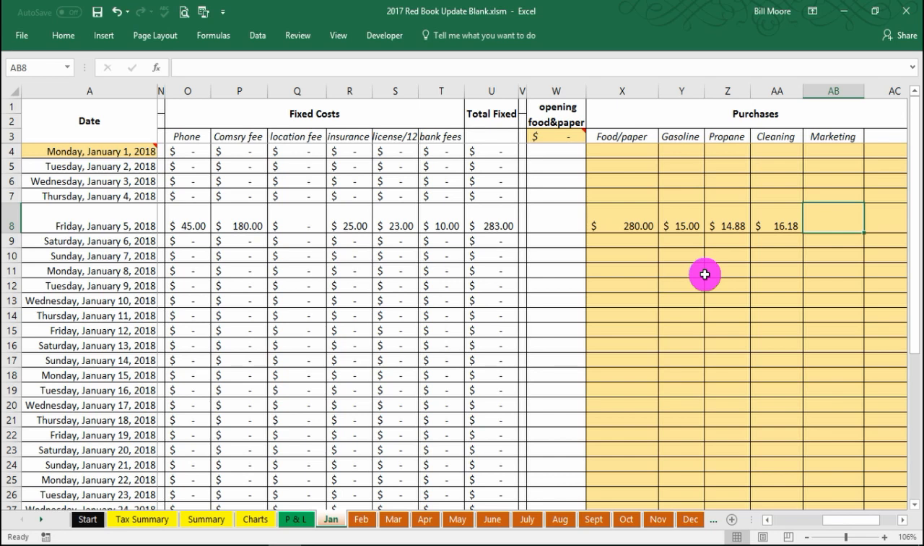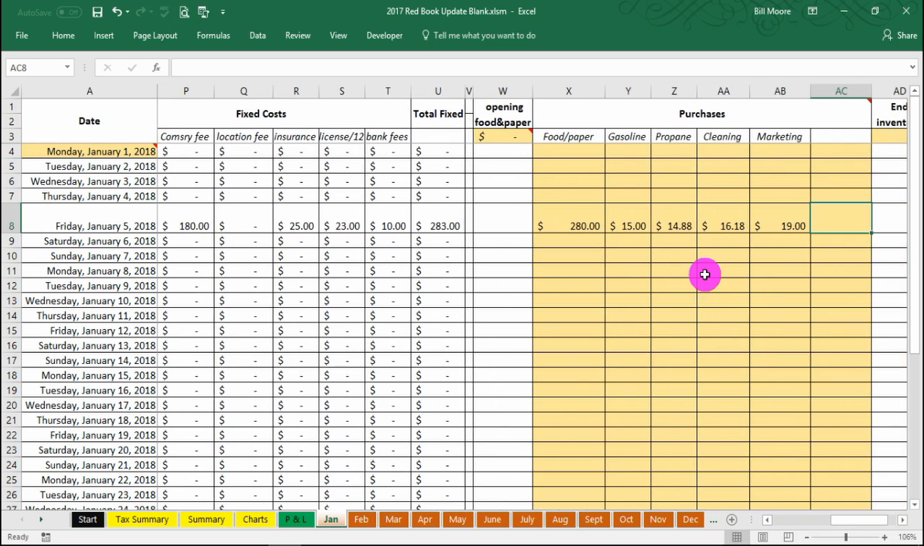Under marketing, that's if you spend money specifically to buy banners or to get on the radio, or you place a newspaper ad, or you place an internet ad, or if you place an ad on Facebook, you place an ad anywhere that costs you money, that's your marketing. And I usually spend about $19 a month. And then I've got a category there that's blank for you to add in whatever topic you need to. And you can label it, and all the information will carry over all the different charts and everything that I've got.